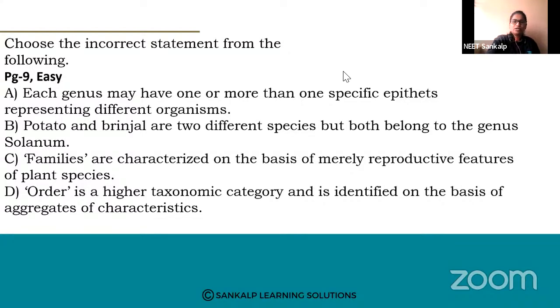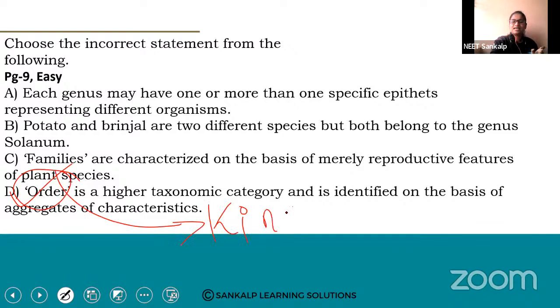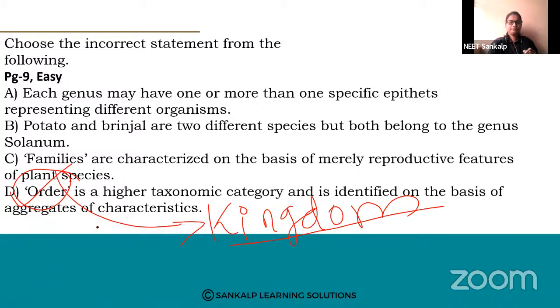Okay, so good. So option D here, order is a higher taxonomic category. Here order is not a higher taxonomic category. Kingdom is a higher category, guys. So which is the highest? Kingdom is the highest category. Okay, good. Next question.